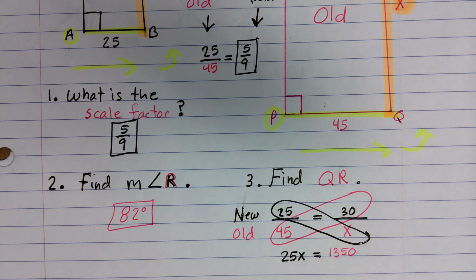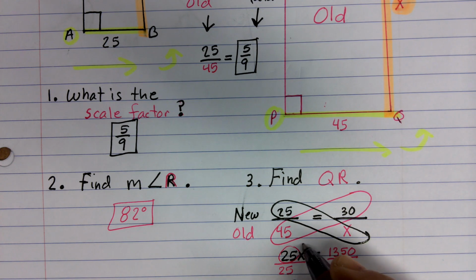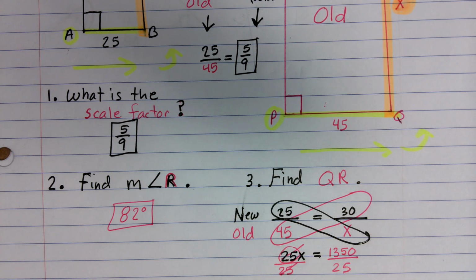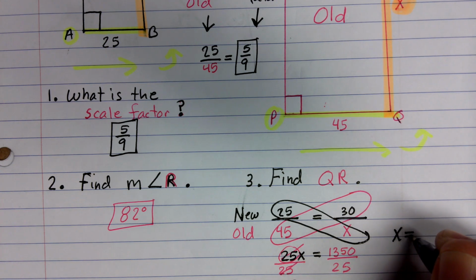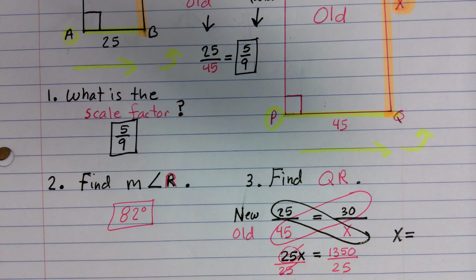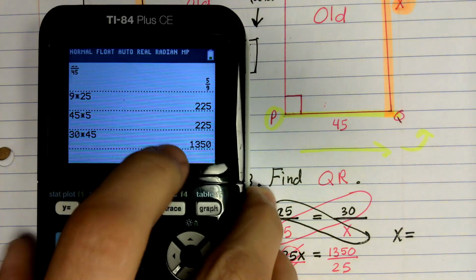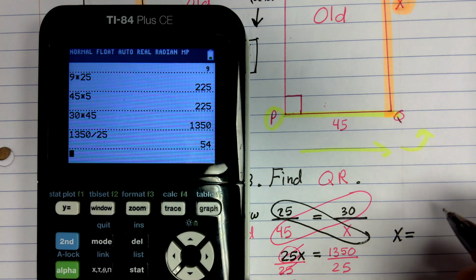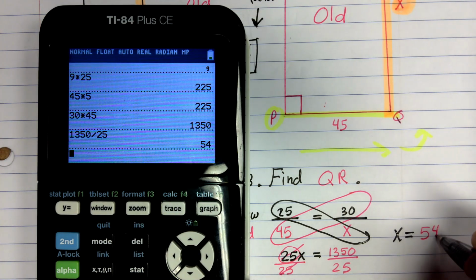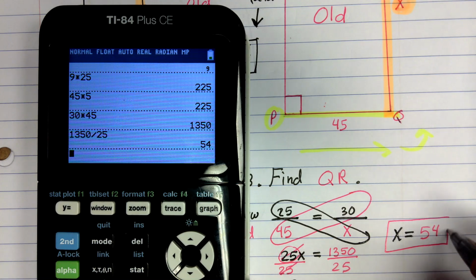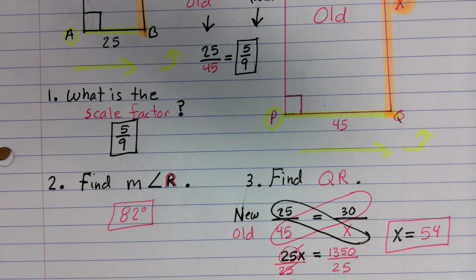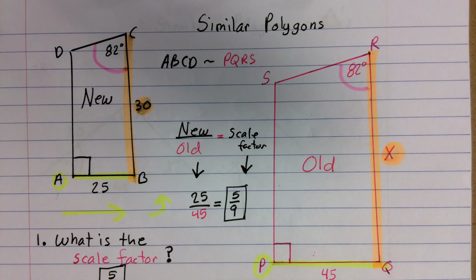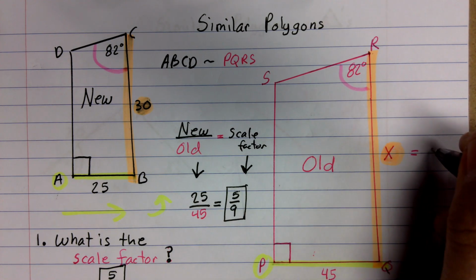Now from this point, I need to get rid of this coefficient in front of the X, the 25. So I'm going to divide by 25 on both sides. Now I know 25 will go into itself one time. It just simply leaves me with X. And now I'm going to divide 1350 by 25. And it gives me 54. So in this case, on this shape, when it says find QR, QR, which is represented up here by X, is actually equal to 54.